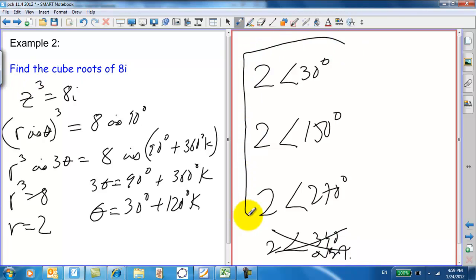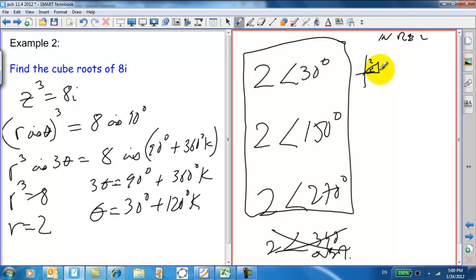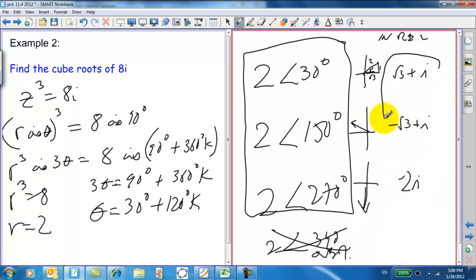So you can answer like this, unless I say give the answers in rectangular form. In rectangular form, then, you can think of the picture: 2 at an angle 30. So that's 1, and this is square root of 3, so you get square root of 3 plus i. 150, you're way over here now, and you get the opposite of square root of 3 plus i. And at 270, you're going straight down, so that's negative 2i. So there are your 3 answers in rectangular form. These were the answers in polar.